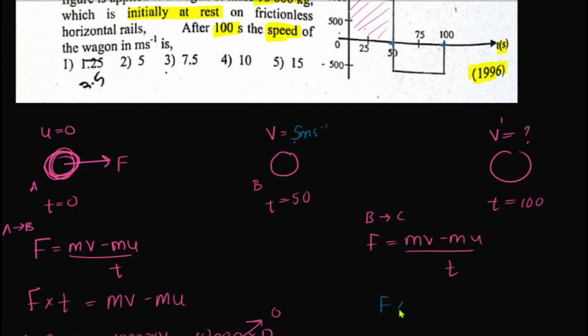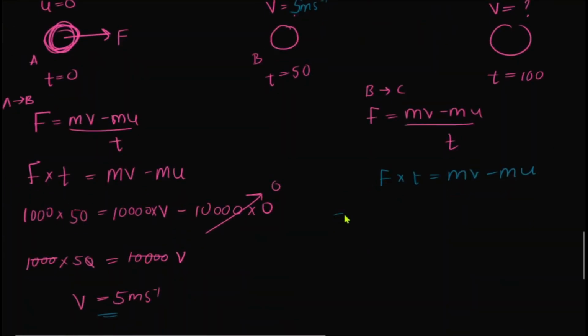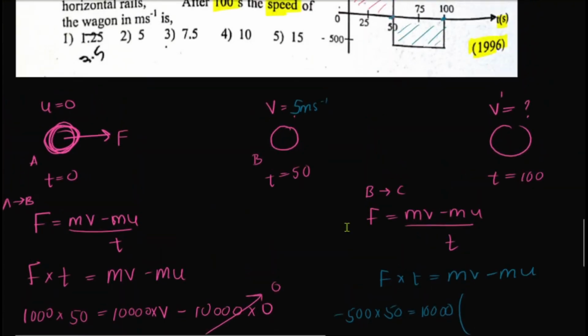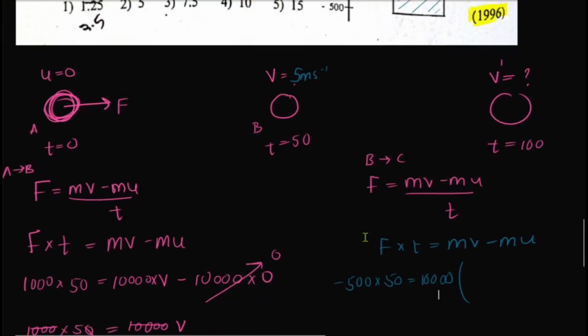So the Ft product is equal to mv minus mu. What is the Ft product from t equals 50 to t equals 100? It is minus 500 into the difference. What is the difference? 50 to 100 is 50. So it is minus 500 into 50. The mass is 10,000, I'll take the mass out. What is the final velocity? The final velocity is v dash. We do not know that.